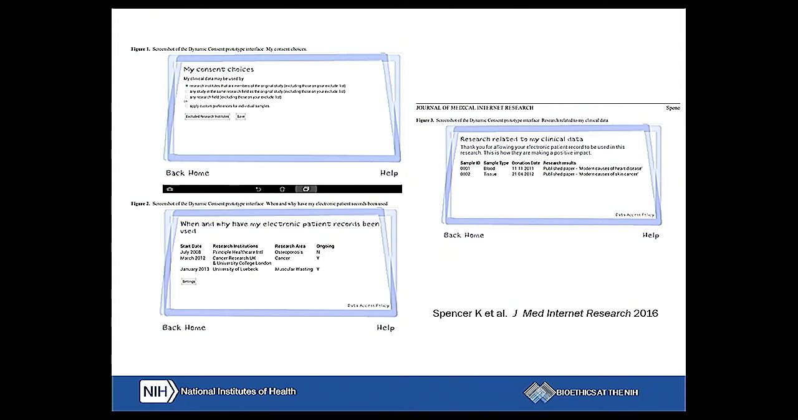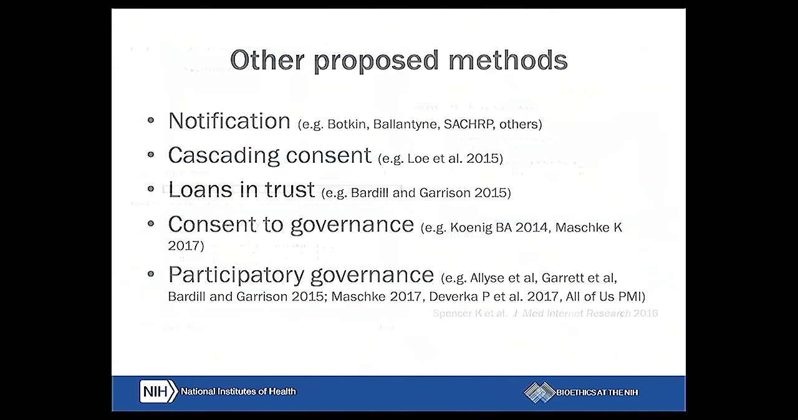This is probably not so easy to see, but this is just one example from something called the Dynamic Consent Prototype Interface, which allows people to make some choices at the beginning about what kind of research they want to allow, and then gives them information along the way about how their records have been used, for what purpose, and what their samples have been used for. And they can make changes along the way.